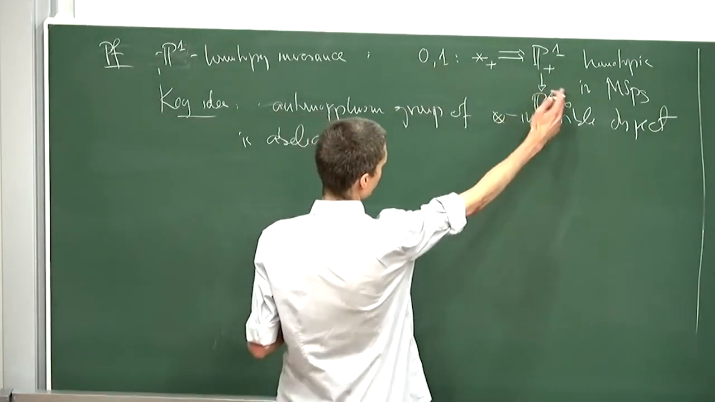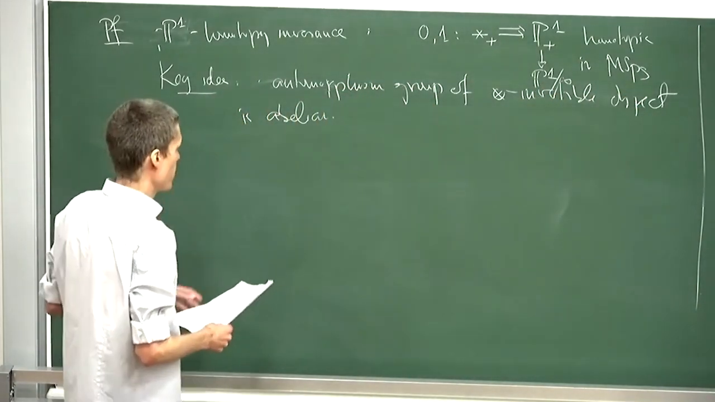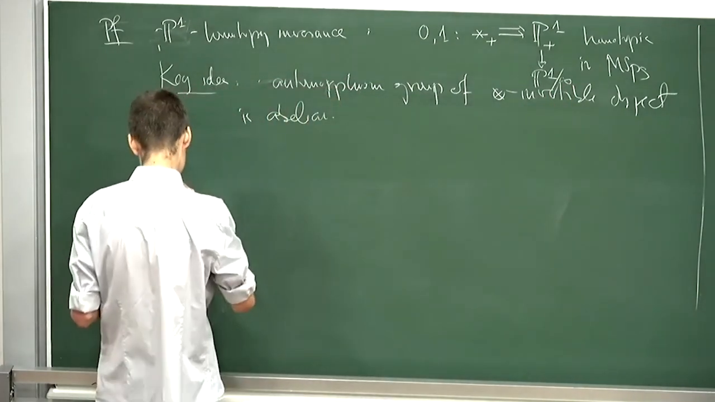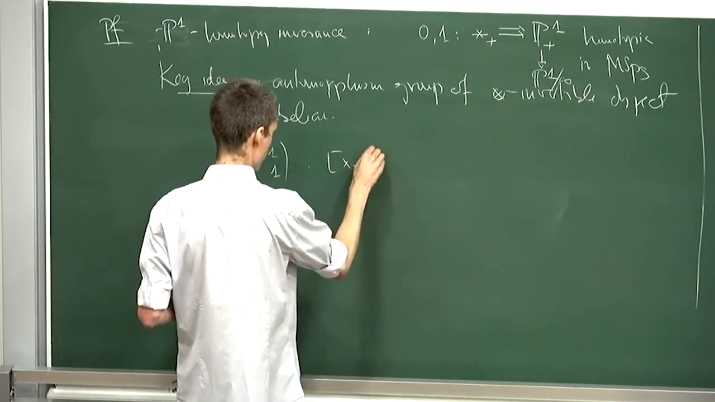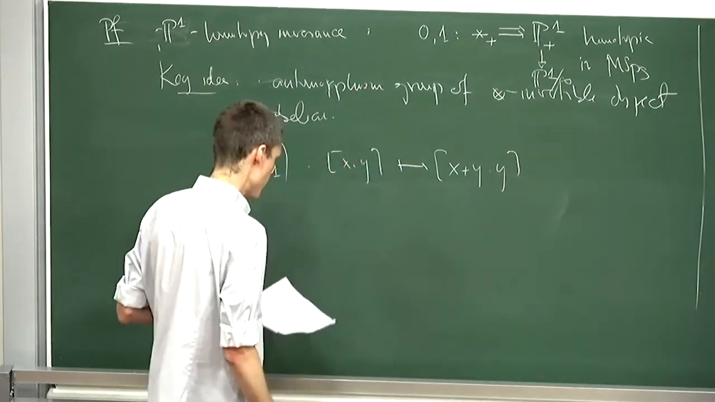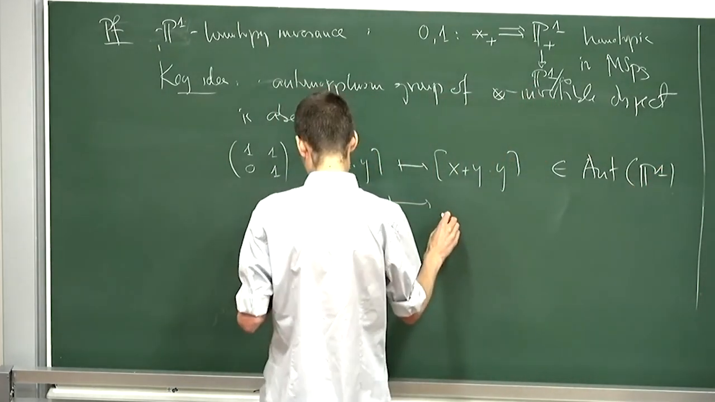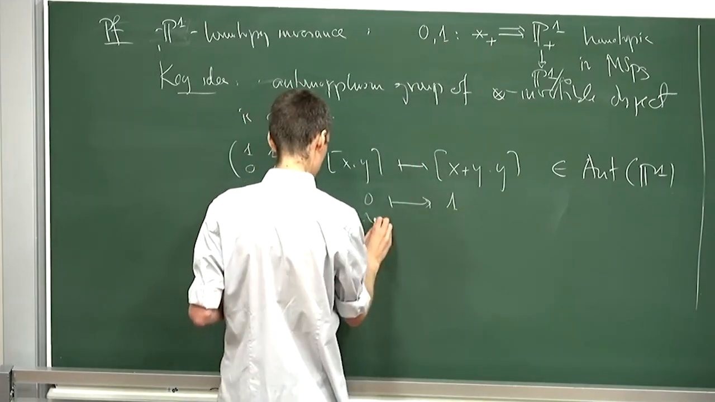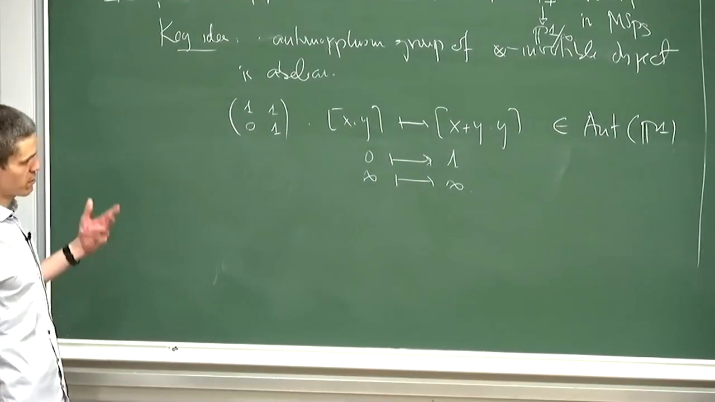So the idea: this object is now invertible in motivic spectra by definition, and there is an automorphism of P1 which exchanges 0 and 1 and fixes infinity, given by this matrix. I send x, y to x plus y, y. So that's an automorphism of P1 which doesn't exchange, but sends 0 to 1 and sends infinity to infinity. So it suffices to show that this automorphism is homotopic to the identity.